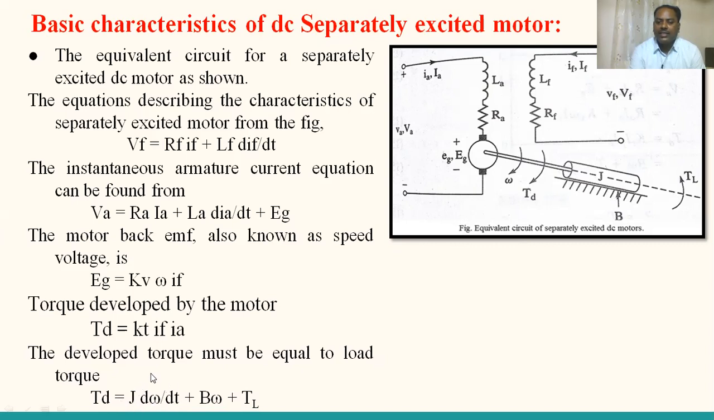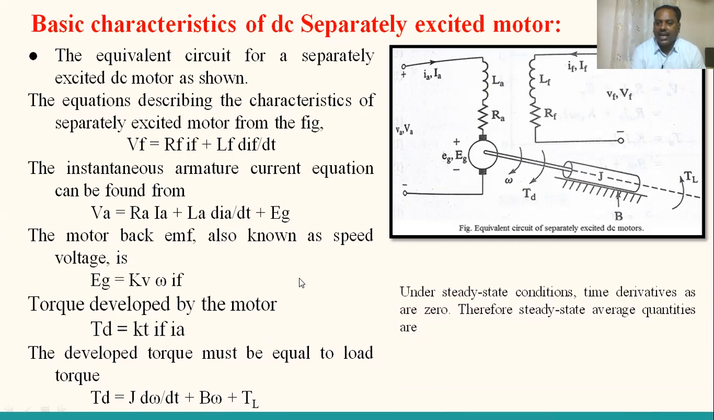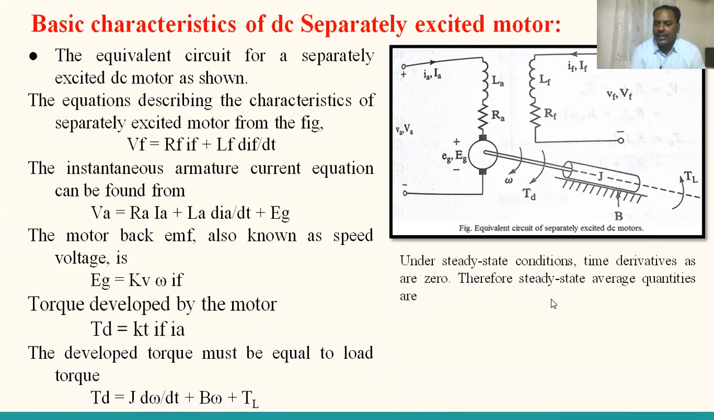This one is known as the dynamic torque, and Bω is the friction torque, and TL is the original load torque. So all these equations are represented for the dynamic system, and the same values can be expressed for steady state values. Under steady state conditions, all the time derivatives in these equations are going to be 0. So let us see how the equations are to be represented.